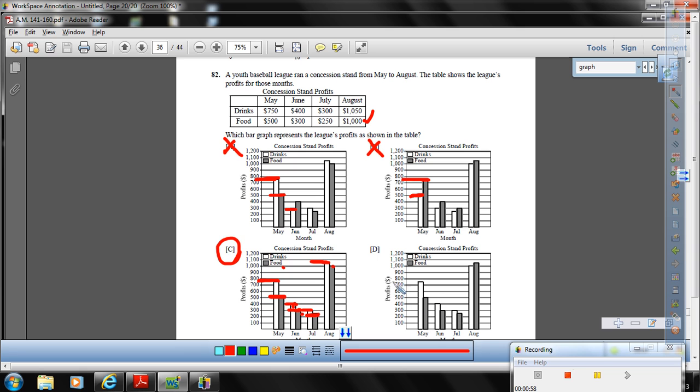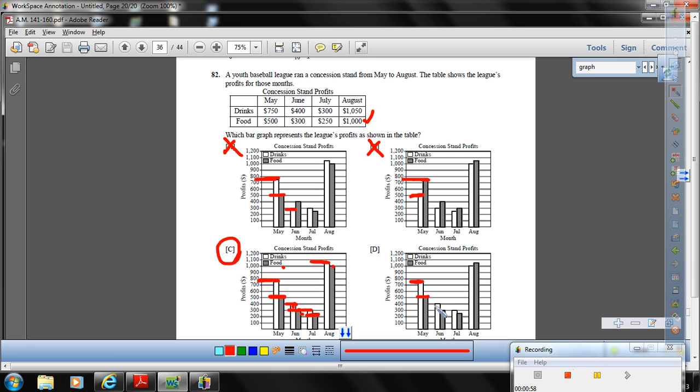Let's go ahead to answer choice D just to be sure. Our graph shows us here that in the month of May, about $750 in drinks were sold, which matches our chart that's given. And then they sold $500 in food. So that's the same.